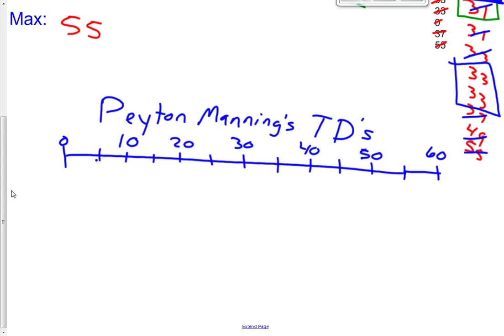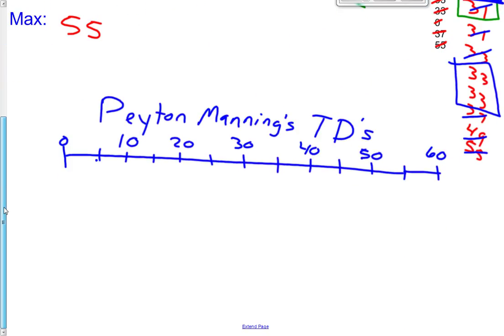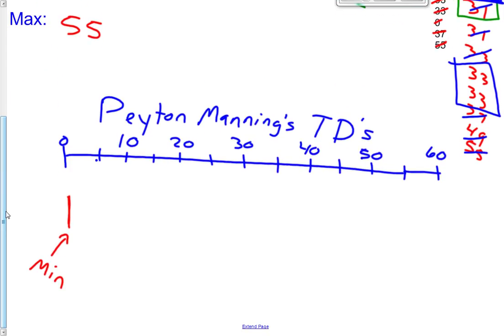Okay, and now here's how we make the box plot. We're going to start with a vertical line at the minimum. So the minimum is 0. So here's 0, and that is the minimum. And then what we do is we draw a horizontal line to Q1, which is 26.5. So here is 25, 26.5 is about right there. We call this Q1.